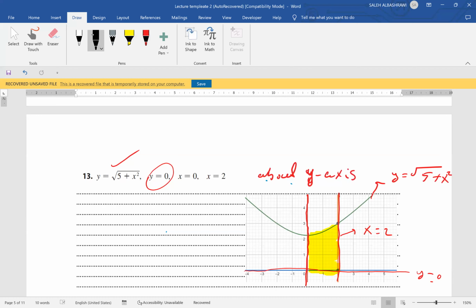And to rotate it about the y-axis, again, we graph a vertical rectangle there. Rotating it about the y-axis means we are going to have another one on the other side. And this will be the cylindrical shell that we are looking for.